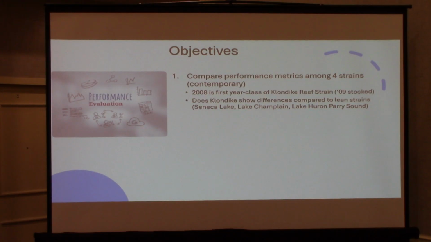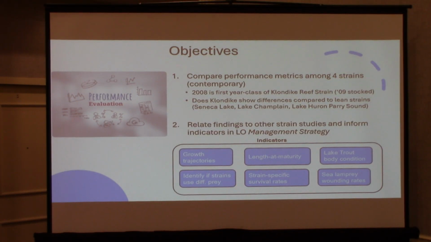And I'll also add that the Klondike strain is no longer available for stocking, so the current mix of stocking is the other 3 forms right now. And the other reason for focusing on this contemporary period was to relate what we're seeing in Lake Ontario to another study that's been done in Lake Erie, using the same mix of strains, and basically do a common garden experiment between the results that they have from Lake Erie and what we have in Lake Ontario.